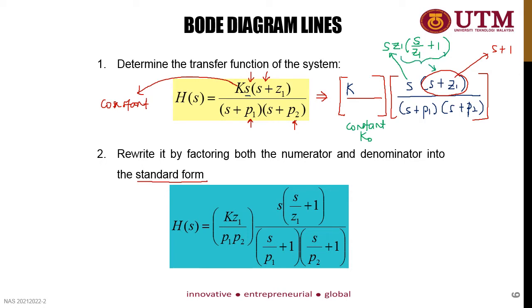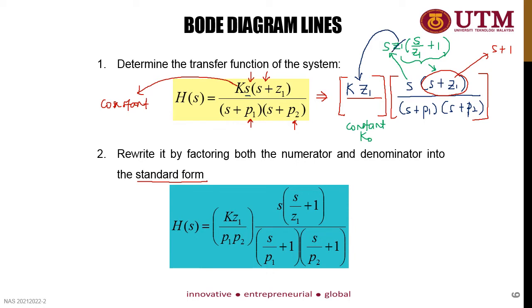Now, parameters other than s must be considered as constant. So in this case s remains at that position, and the s term inside the bracket also remains at that position. The other parameters must be considered as constant. So now you have k z1, so you can remove the z1 from there.